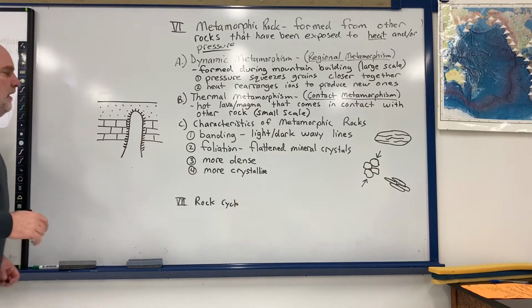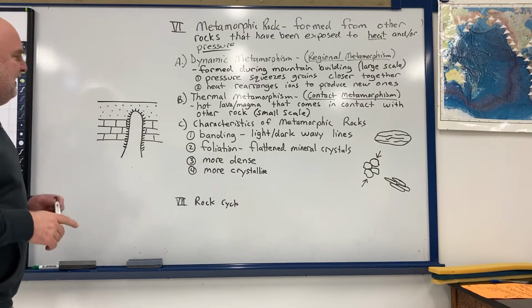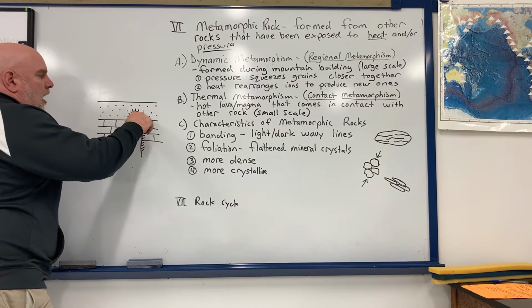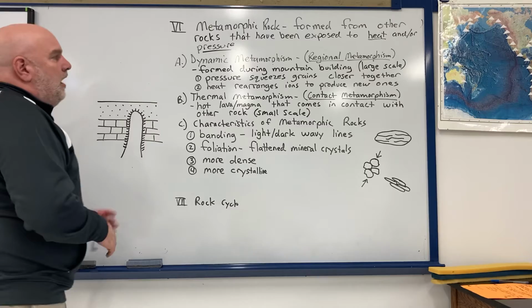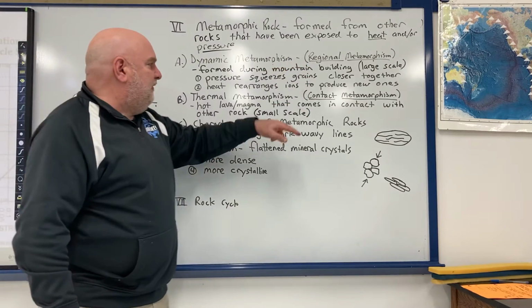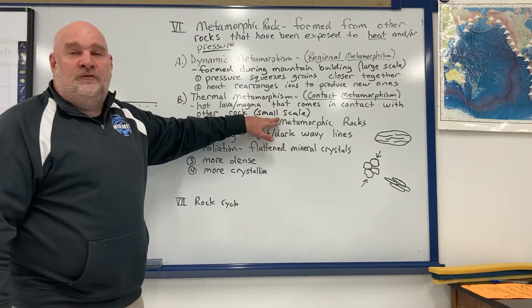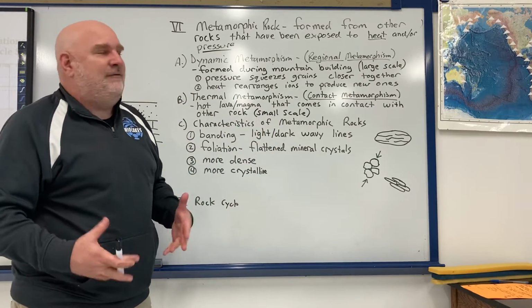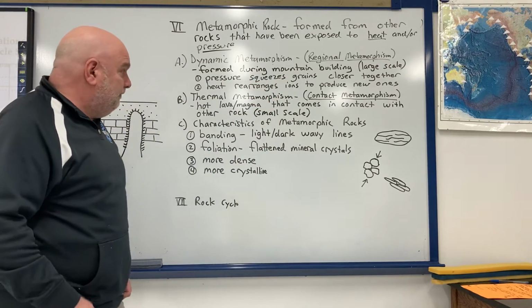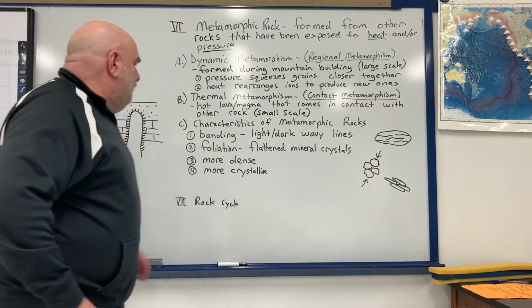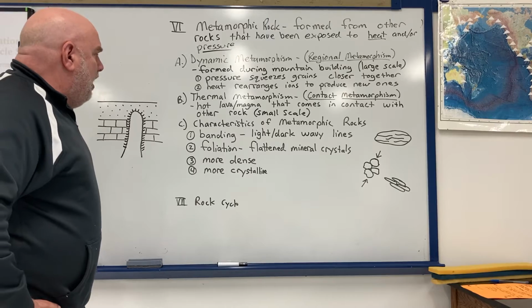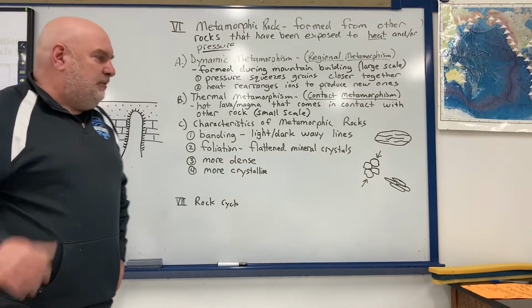Okay. Now, since the only place that you're getting the metamorphism is just that little zone all the way around the intrusion, compared to the regional metamorphism, contact metamorphism produces metamorphic rock on a small scale. So it doesn't produce a lot of it like the regional metamorphism does. All right, so now, some of the characteristics of metamorphic rocks. I will show you those on the projector over here.